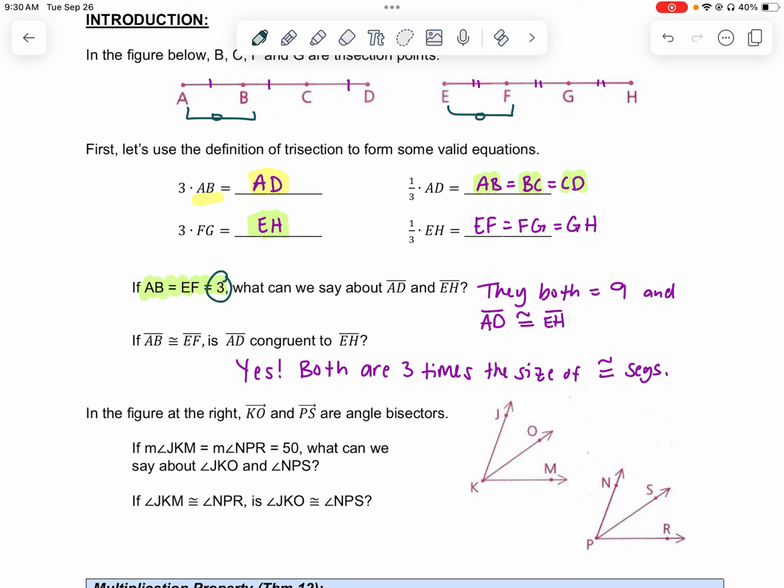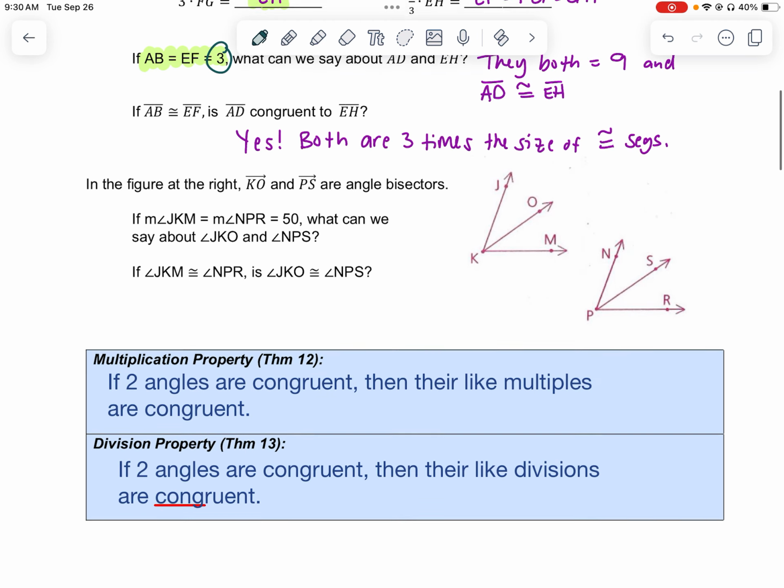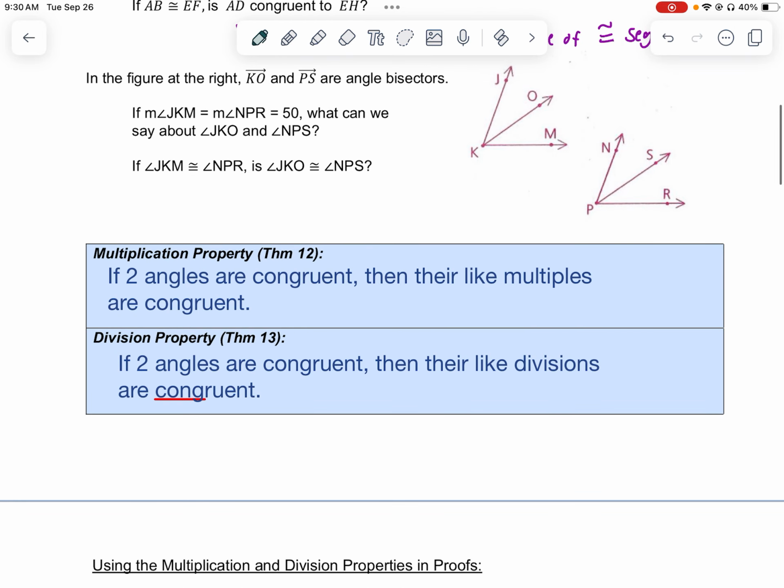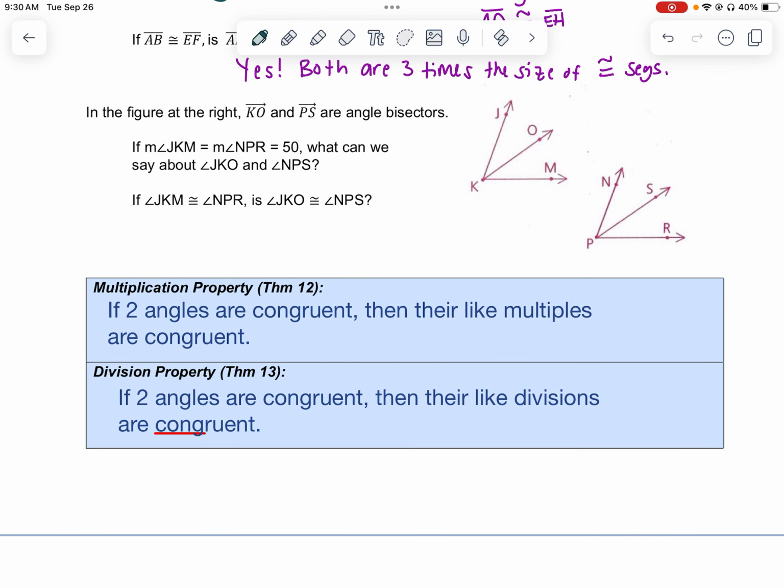Using the example of 3, we can see how they both came out to be 9, but we could have chosen any number, and AD and EH will always be congruent. Okay, there is another example here, but I'm going to skip that for the sake of time. That leads into the multiplication property. The multiplication property says this: if two angles, this also works as well, so I'm going to add this in here, or segments are congruent, then their like multiples are congruent.